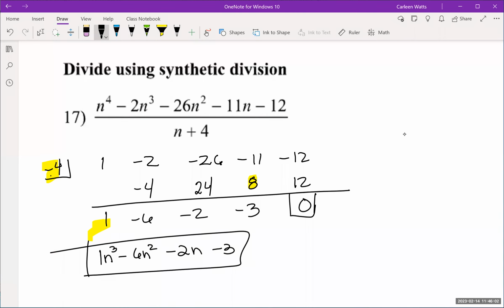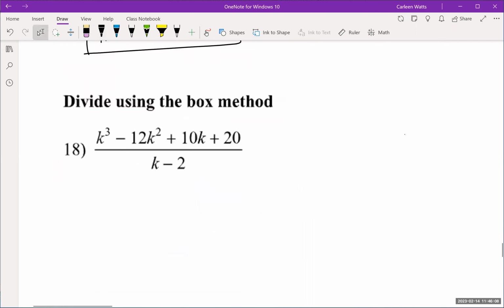Okay. Box method, super cool, but I won't be testing you on it. Do not do. If you want to see it, it's really cool and it actually helps you understand the whole process of division, but we just don't have time.